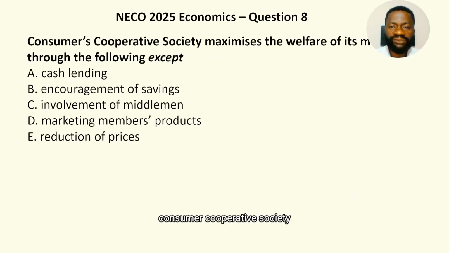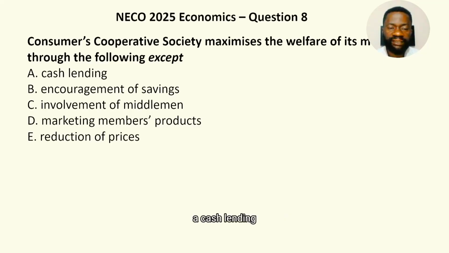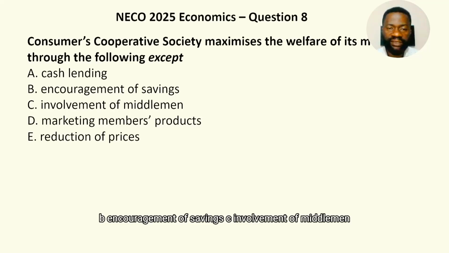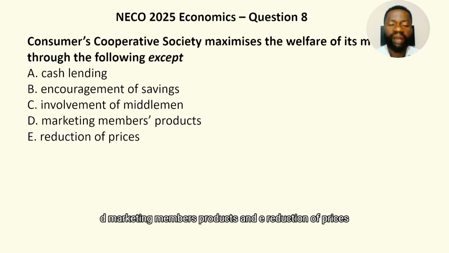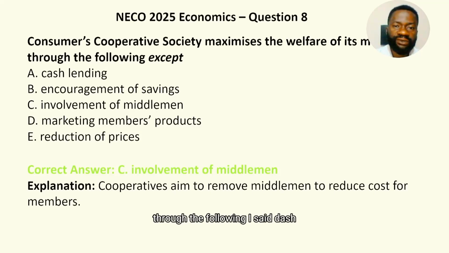Consumer cooperative society maximizes the welfare of its members through the following, except dash. A, cash lending. B, encouragement of savings. C, involvement of middlemen. D, marketing members' products. And E, reduction of prices. The correct answer is involvement of middlemen.